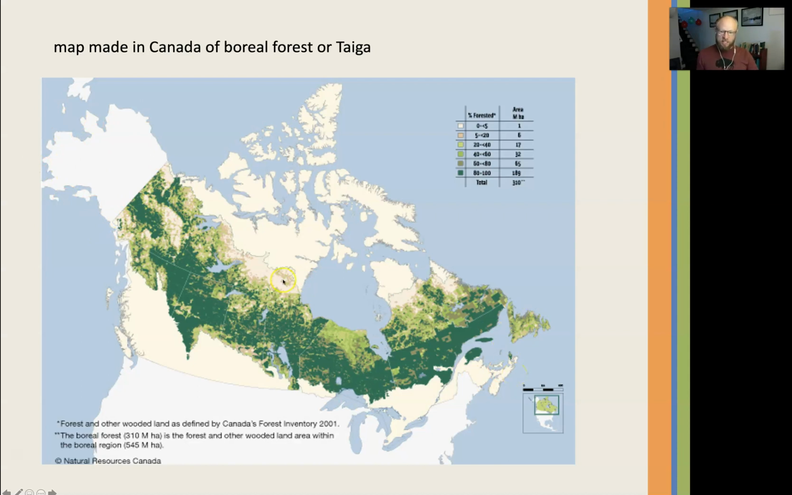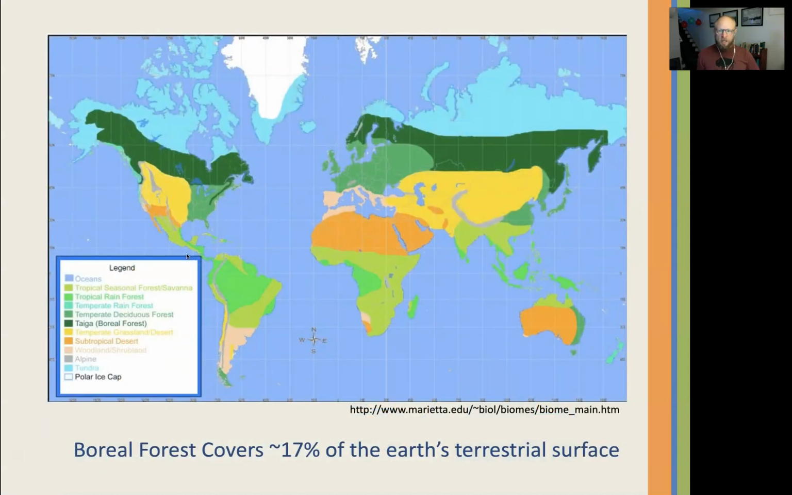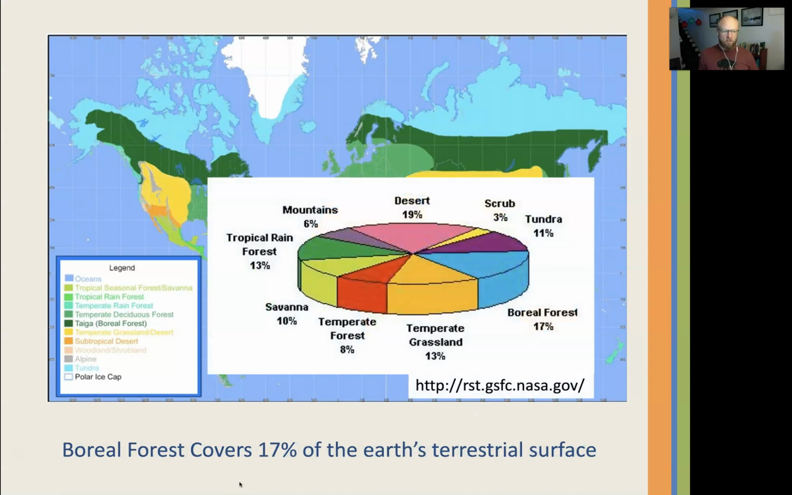But really what you see is this really broad band of vegetation across much of North America. And then if we look at the global map, you can see that broad band of vegetation continues across all of Europe and Asia as well. So it's this band of vegetation that circumvents the globe and is a really large forest cover type. You can see at the bottom, boreal forests cover about 17% of Earth's terrestrial surface.